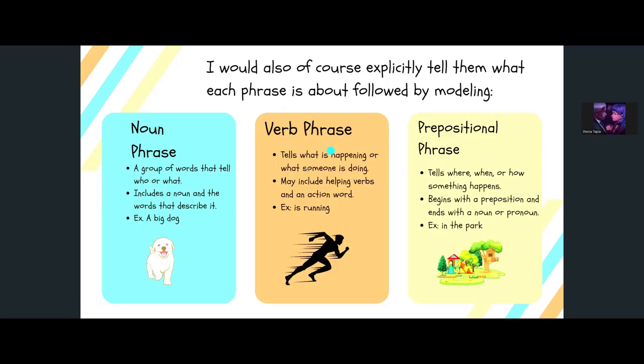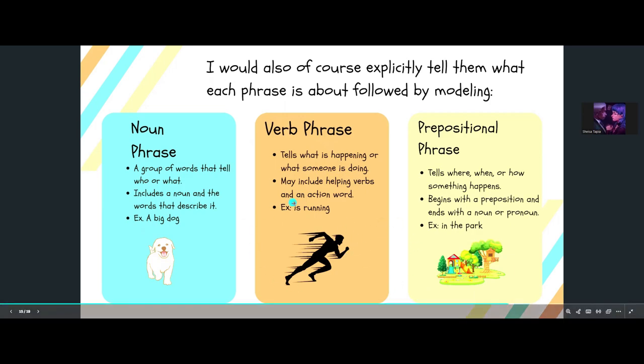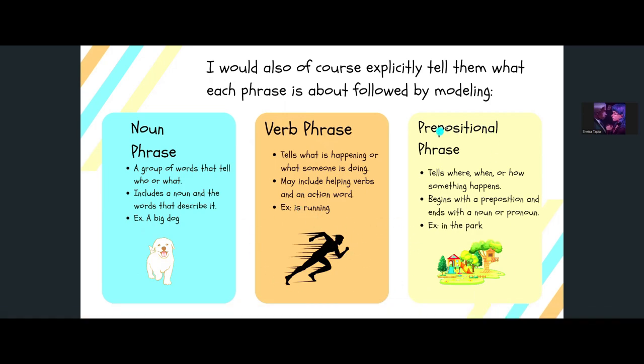Verb phrase tells what is happening or what someone is doing, may include helping verbs or an action word. For example, is running. And again, another picture so they understand what the example is talking about. And prepositional phrase tells where, when, or how something happens. It begins with a preposition and ends with a noun or pronoun, like in the park.